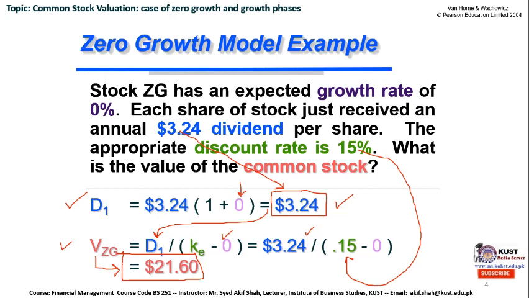The decision will be to invest in this stock if somebody is selling at $21.60, and if somebody is going to sell out this stock at a price in excess of its intrinsic value, then it is not worthwhile for the investor to invest their money in it.